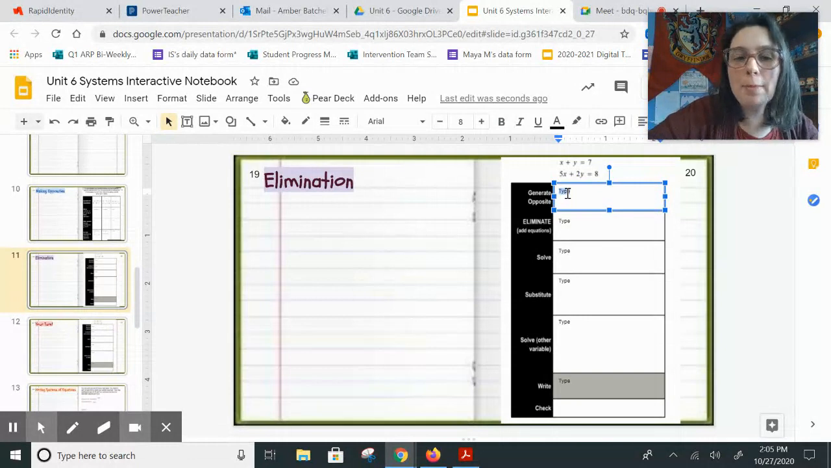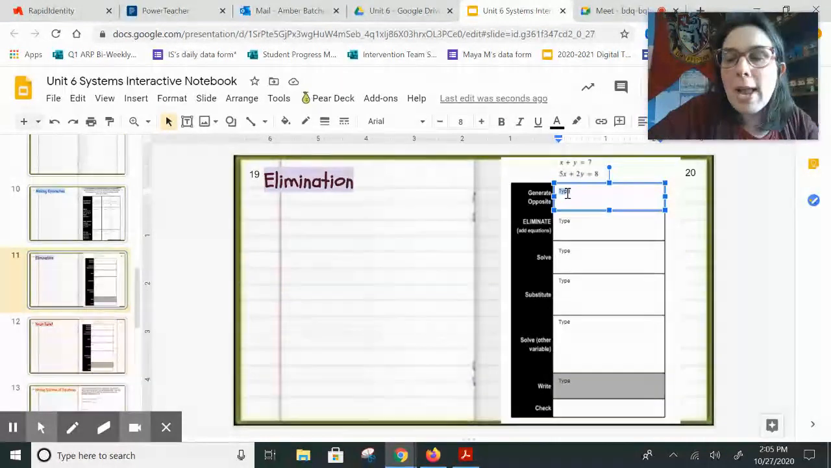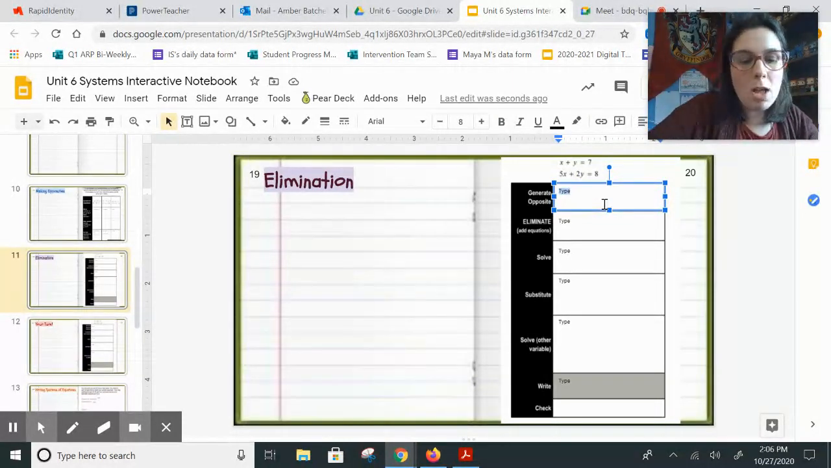Now we also have to think about, it has to be the opposite sign as well. So because we have a positive 2, I need to multiply by a negative 2. When you're doing the opposites, make sure that they have opposite signs. So I'm going to multiply by negative 2. x plus y equals 7. So I'm going to distribute that whole thing. So negative 2x minus 2y equals 7 times negative 2 is negative 14.